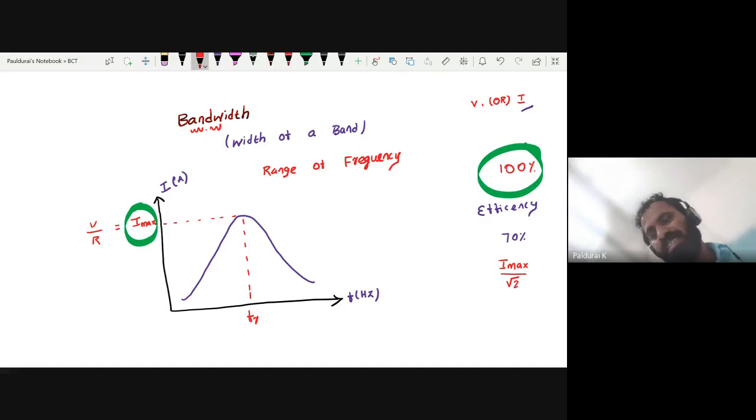It's very interesting concept actually. Take any voltage, any current, maximum voltage, maximum current, divide by square root 2. This concept is actually called RMS.